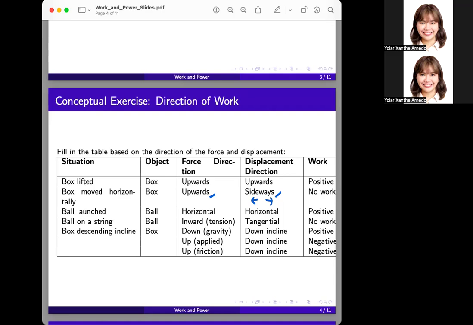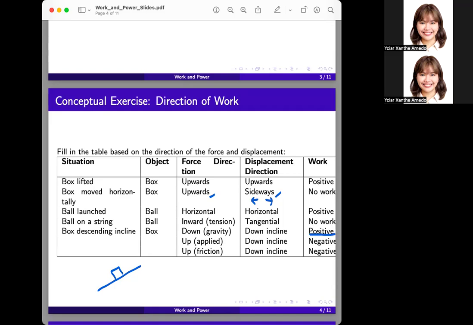In our last situation here, we have three sub-situations. We have a man supporting the slow but constant descent of a box on an inclined plane. So this is an example of an inclined plane. Let's say the box is right here in the middle. If the force acting on the box is gravity, then the direction of the force would be downward, and the direction of the displacement would be parallel to the incline downwards, and there would be positive work.